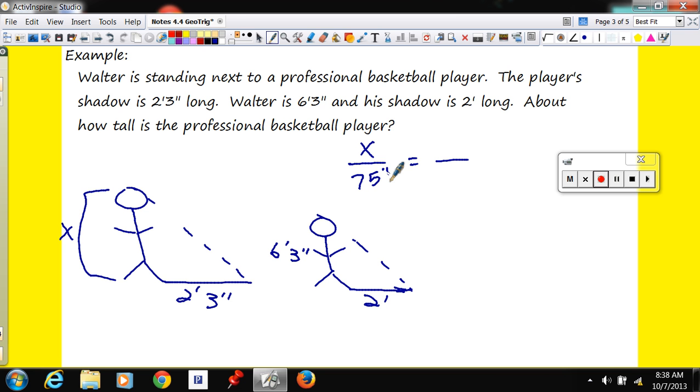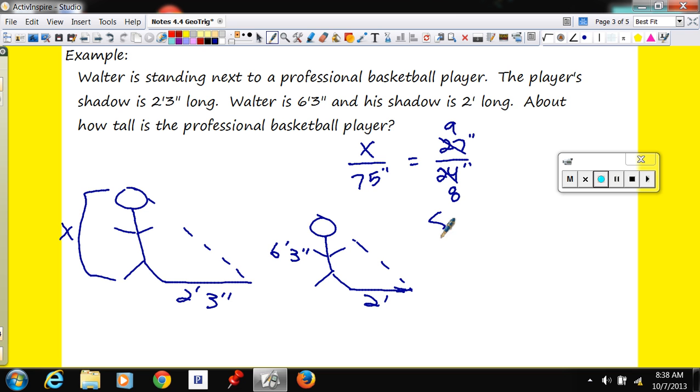So we did basketball player over Walter. We need to do basketball shadow over Walter shadow. So 2 feet 3 inches would be 27 inches over 24 inches. Can you reduce 27 over 24? Good, divided by 3, you'll get a 9 over 8. A little smaller. It's not a big deal smaller, but it's a little bit.